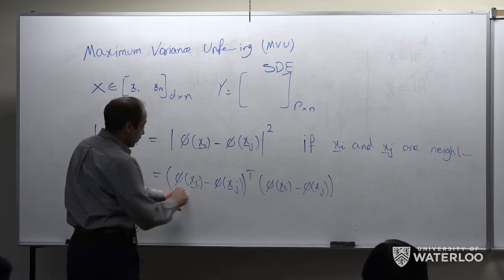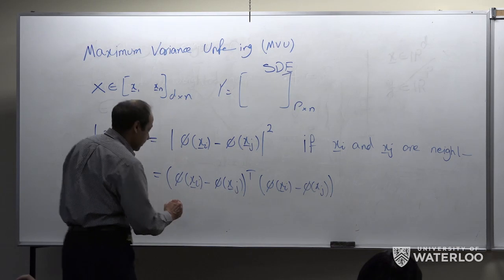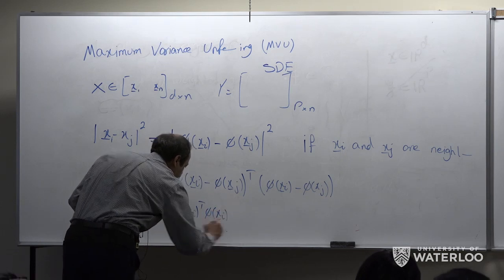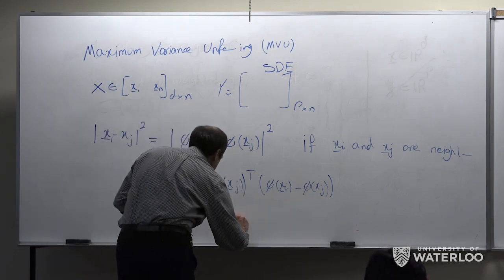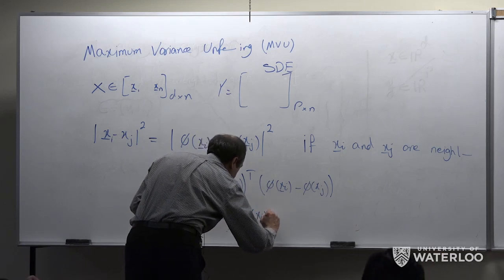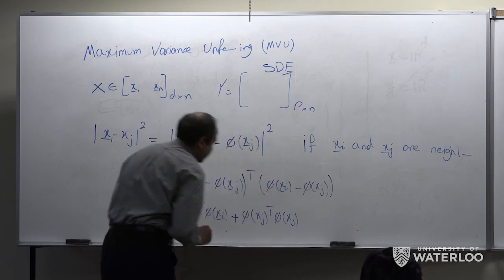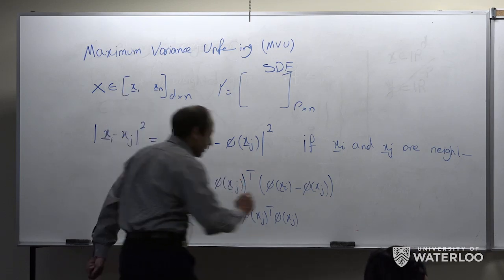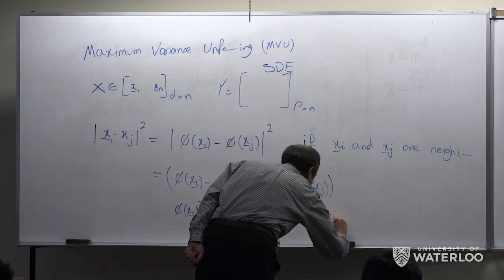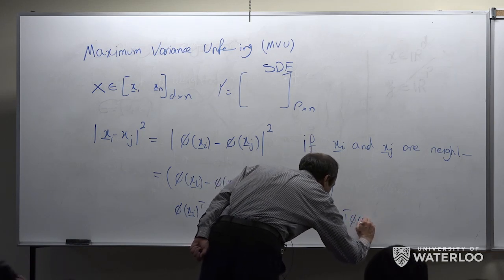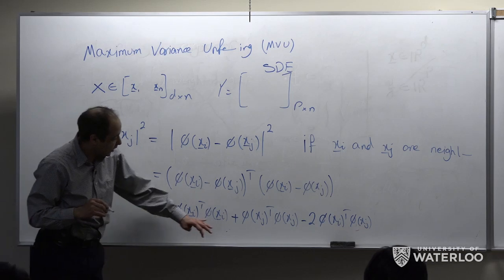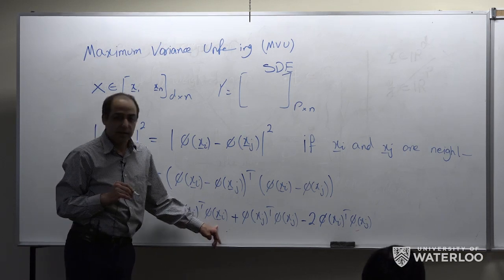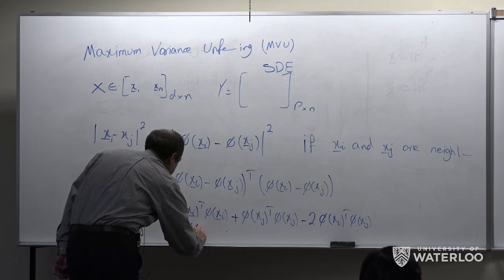I have a term in the form of phi xi transpose times phi xi. I have a term in the form of phi xj transpose times phi xj. And I have a cross term which is phi xi transpose times phi xj, right? Minus 2 phi xi transpose phi xj. What is phi xi transpose phi xj? Kernel of xi xi. It's kernel of xi xi, right? So this is kernel of xi xi.